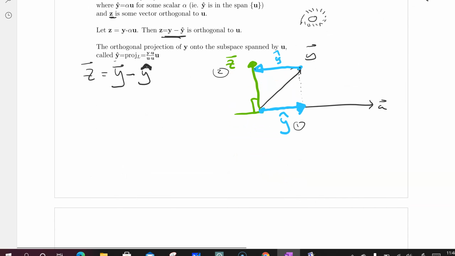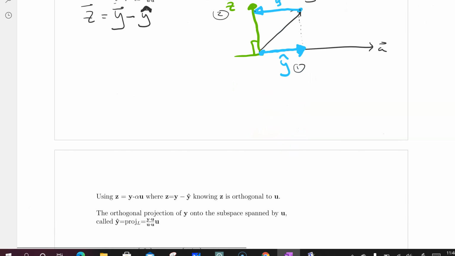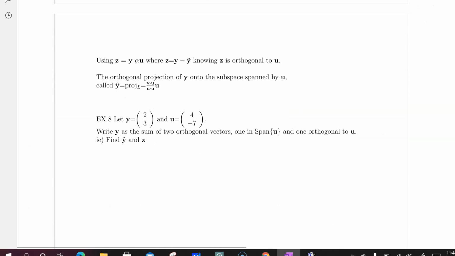All right, so let's go use it over here. You do not have to draw a picture every time, but I think that helps to understand what you're doing. Okay, so I just wrote the formulas up here again, so you knew what you were doing. So finding z, which is y minus y hat, but the first step is always finding y hat. Then you can go find the z. So here's your vector y, and here's your vector u. So you can see that y is not in the span of u. Good.